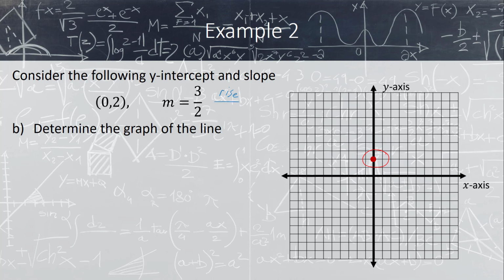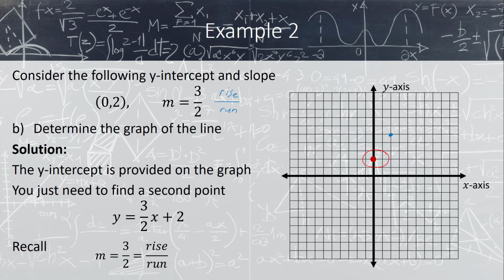The run is 2. As a consequence, we can start here, and if the rise is 3, we can go up 3 units. 1, 2, 3. Since the run is 2, we can move to the right 2 units. 1, 2. And that should be a point on the graph. If you don't believe me, you can always put x equals 2 into the equation we did earlier and see what you get. Okay, once we plotted that point, then Hawks will draw the line for you.